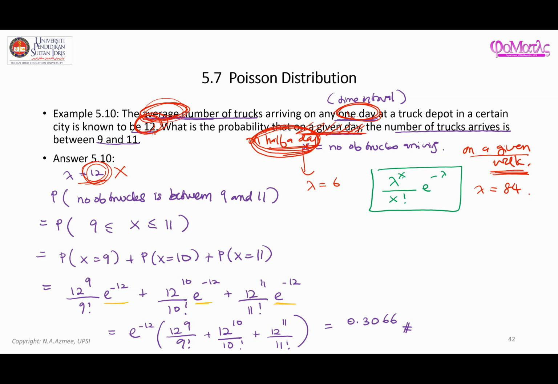So just bear in mind that you have to adjust lambda according to what the question is actually asking you to find. You have to look at the interval or the region asked by this statement here. What's the probability in that particular time interval?